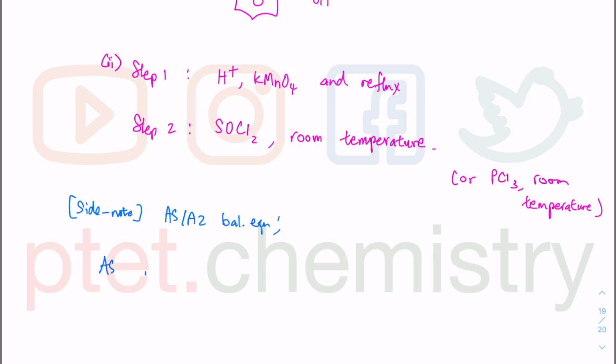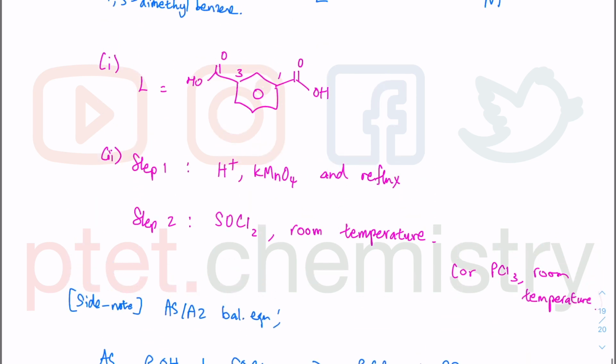So for example, in AS, I have an alcohol. If I use SOCl2, what I'll get is RCl because I convert the OH into Cl. And then the SOCl2 becomes SO2, and one of the Cl combines with the H to give me HCl. In the context of these, I have a dicarboxylic acid.